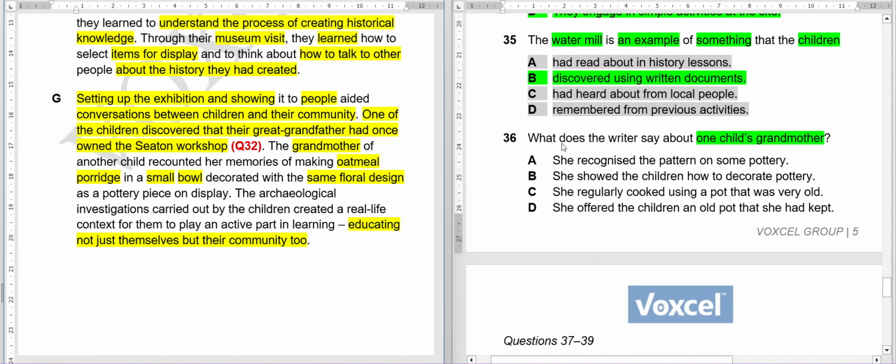So let's read the 36th question now. What does the writer say about one child's grandmother? So we know here is about the grandmother. She recognized the pattern on some pottery. So she recognized the pattern on some pottery pieces. She showed the children how to decorate. She showed how to decorate pottery. She regularly cooked using a pot that was very old. She offered the children an old pot that she kept. So she gave children an old pot that she had kept.